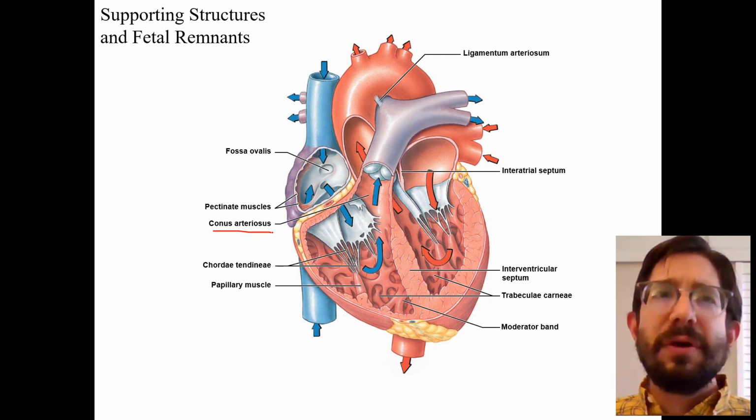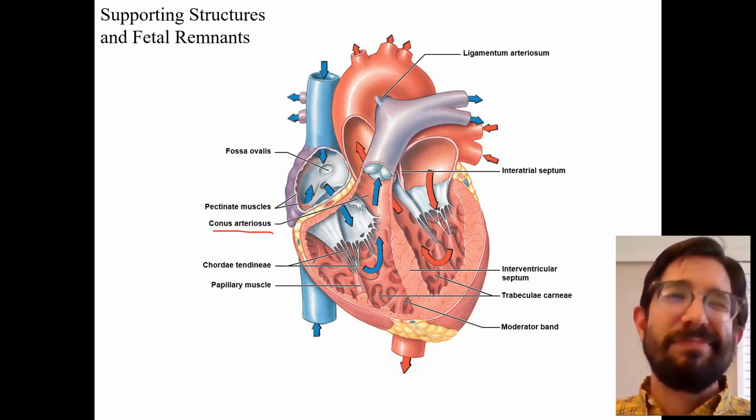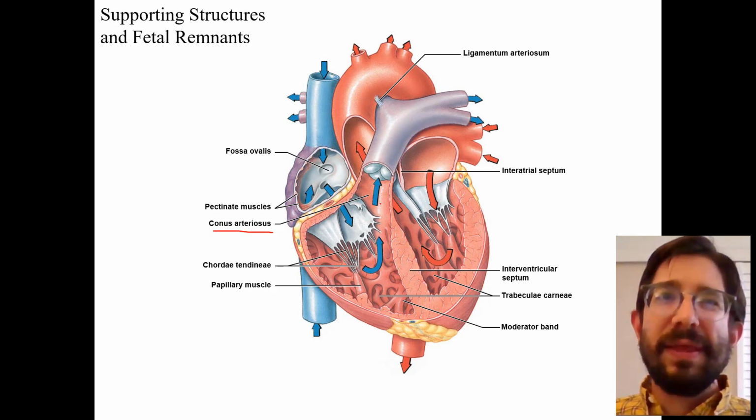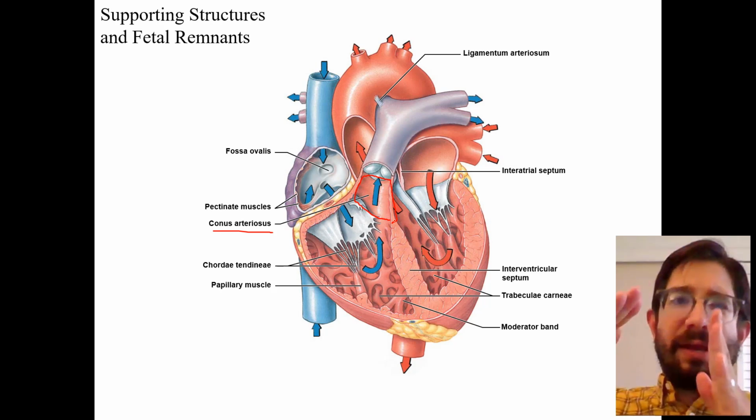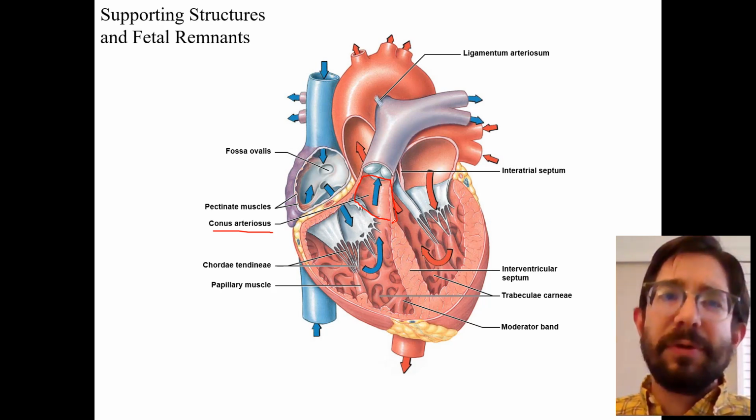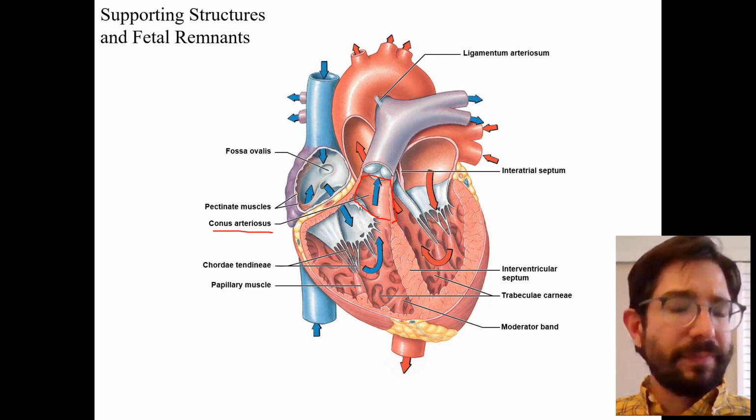Last couple things here. Conus arteriosus, housekeeping. It's just this cone-shaped portion of the pulmonary trunk where things start to kind of narrow in to the pulmonary semilunar valve. The cone-shaped part of this artery.